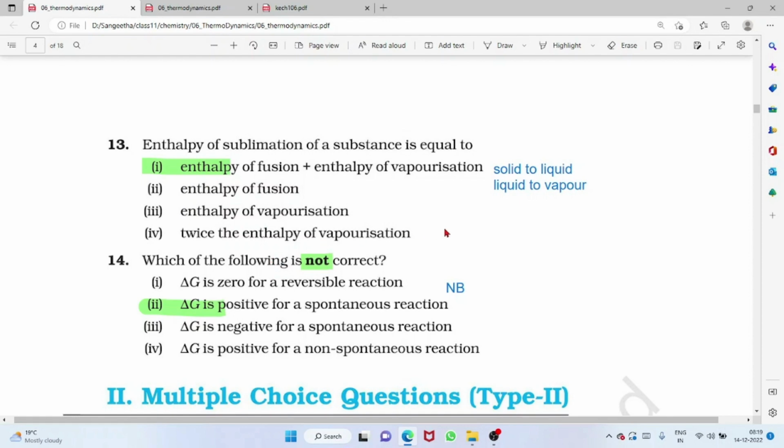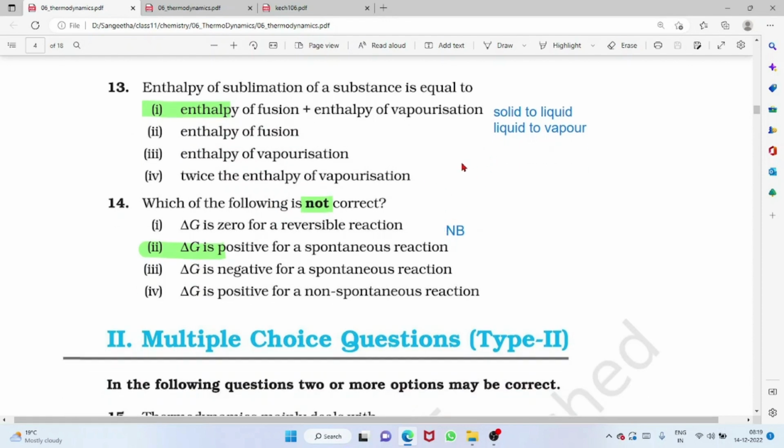Enthalpy of sublimation. Sublimation is solid to liquid and liquid to vapor, that is, solid to gas. So in between there are two more stages involved. Enthalpy of sublimation of a substance is equal to enthalpy of fusion plus enthalpy of vaporization. So these answers are wrong. So there are two steps between solid and gas.